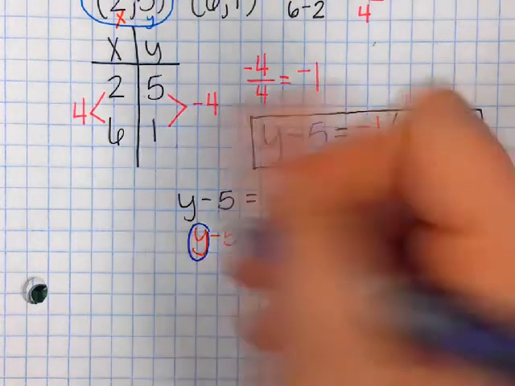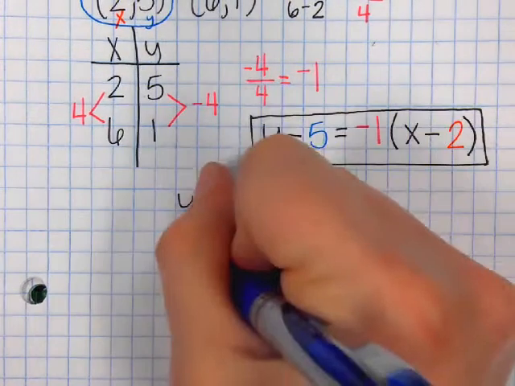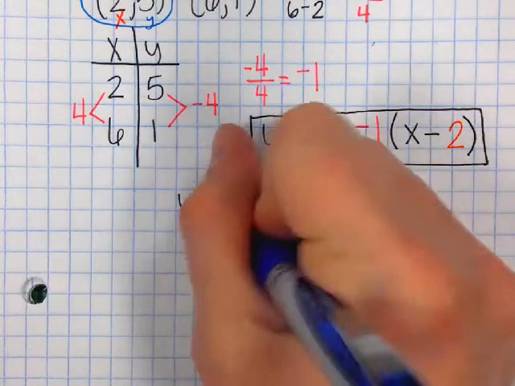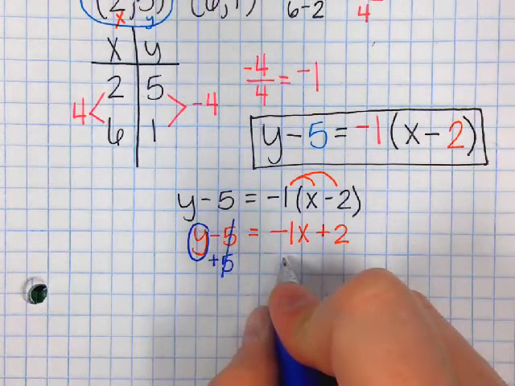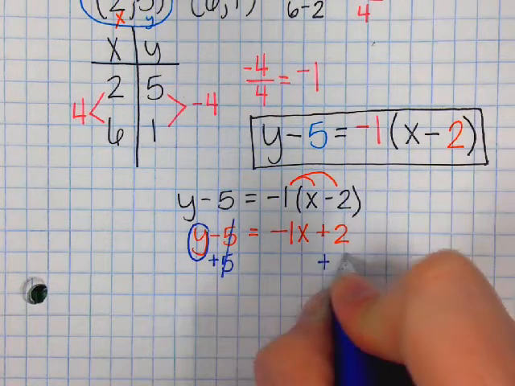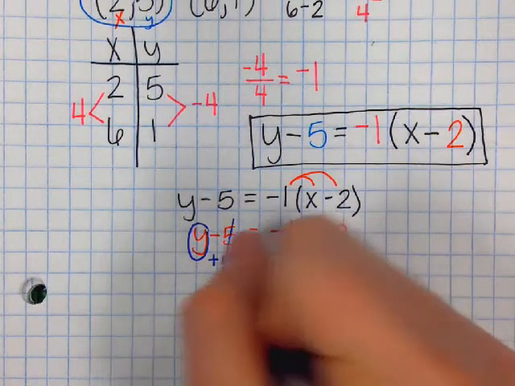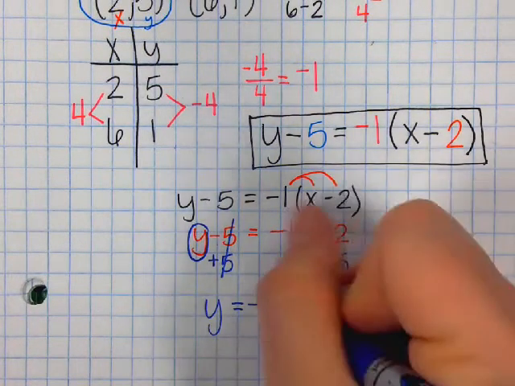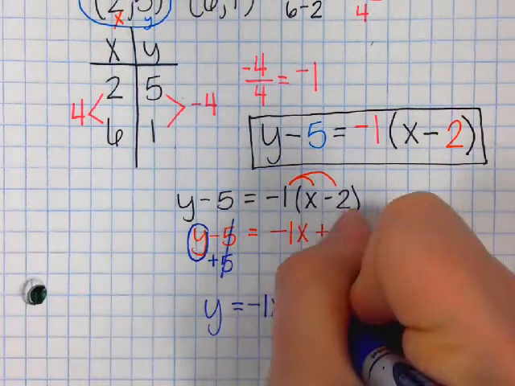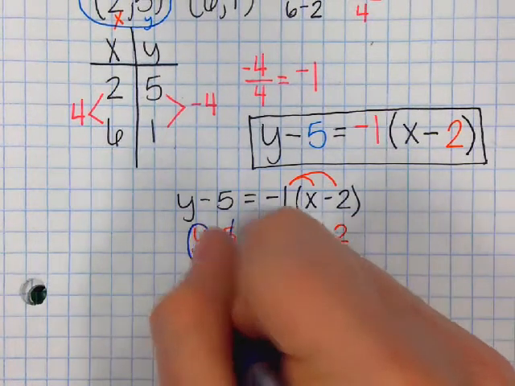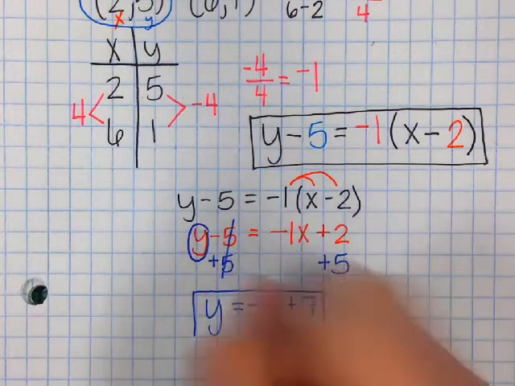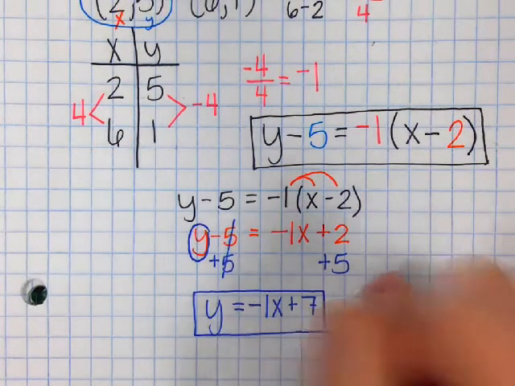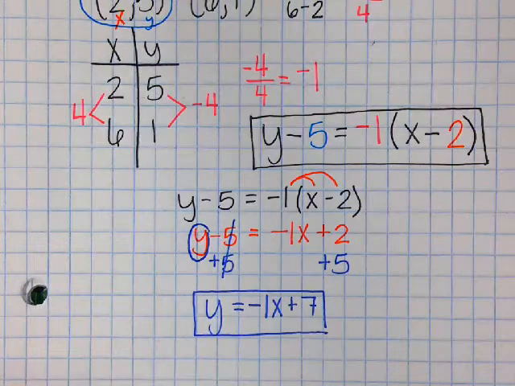Okay, and then solve for y. I need to get y by itself because that's how our equations have always been set up. So the opposite of subtract 5 is add 5. And you can't add 5 here. You have to add 5 to the end. So then it would be y equals negative 1x. 2 plus 5 is 7. So that would be my equation.